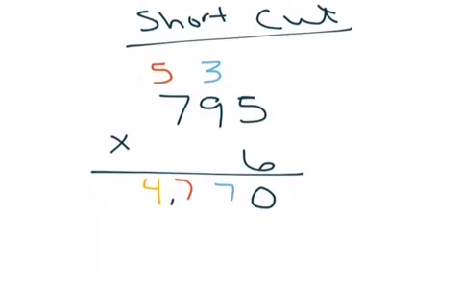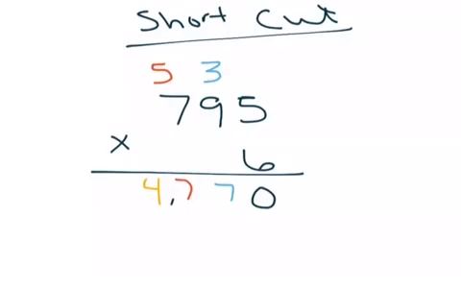So we have 795 times 6. In the ones place, we did 5 times 6. Well, 5 ones times 6 ones is 30 ones. If you're looking at 30, the 0 is in the ones place and the 3 is in the tens place. So that's why I carry the 3 to the tens place, which is above the 9.